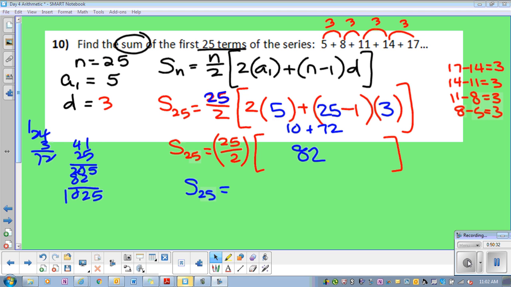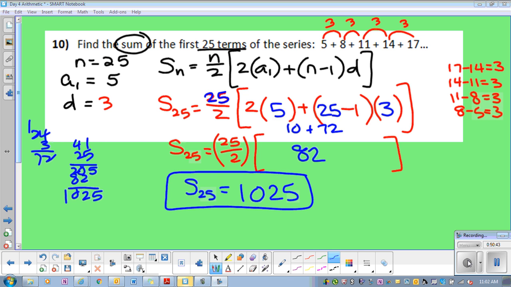No, you didn't do 25 divided by 2. You only did 25. That's why we have the different answers. Oh, okay. So it should be 1,025, which is half of your answer. Yeah. Because you just didn't divide by 2.